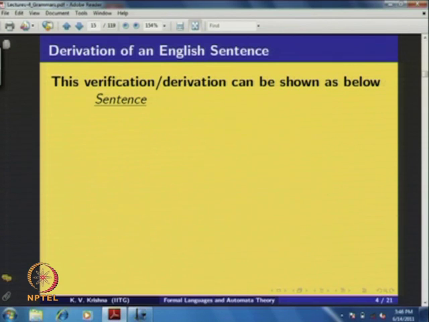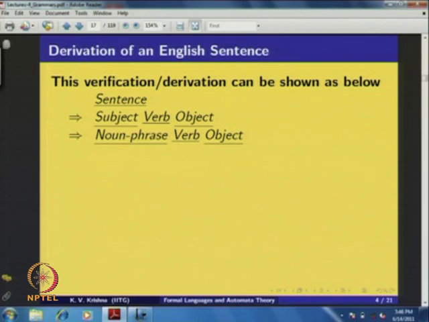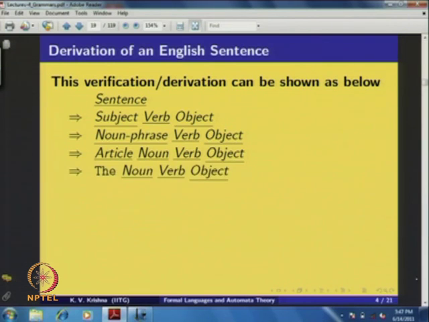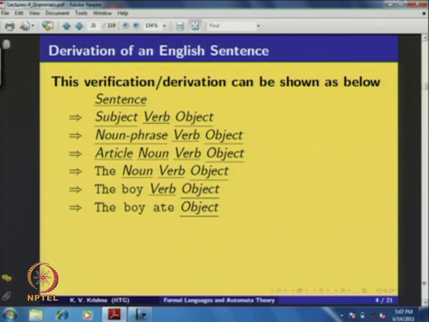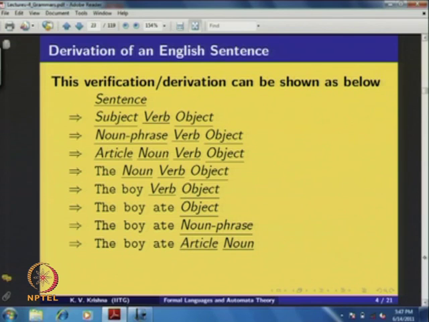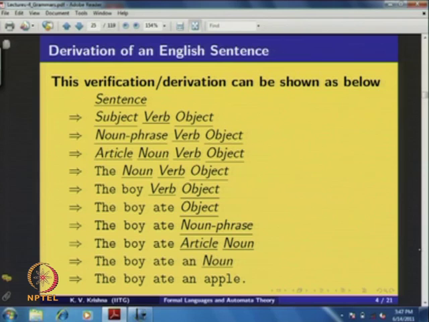As I am showing here, you may validate that. Take the sentence rule, subject verb object, then subject you may replace by noun phrase, and then the noun phrase can be an article followed by noun, that rule you may use, and the article you replace by the article the, and then noun by boy, and then verb by ate, and in case of object you are choosing now noun phrase, the rule, and the noun phrase can be article followed by noun, and the article here you are choosing an, and the noun apple. So, the boy ate an apple can be parsed or can be verified through English grammar in this way.